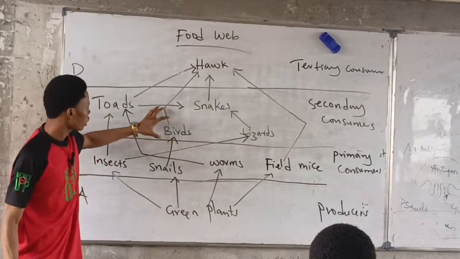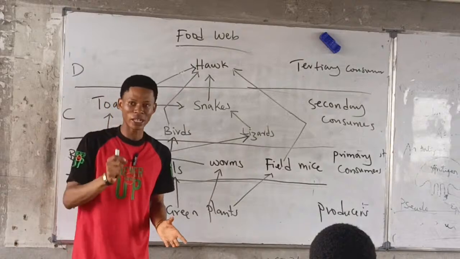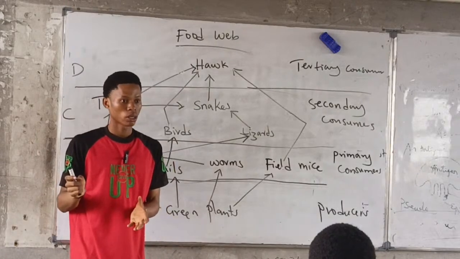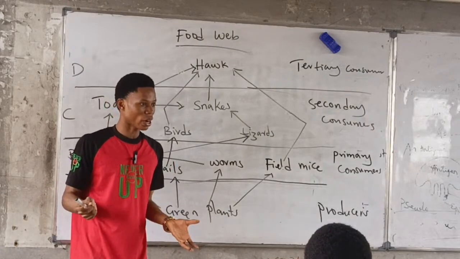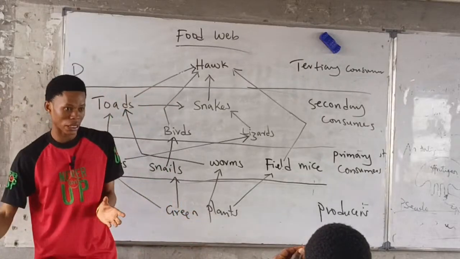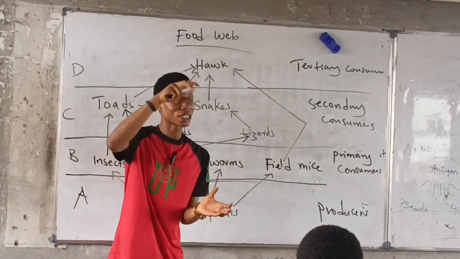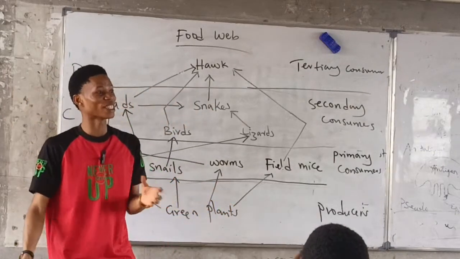You just check, is it eating the plant directly? If it is eating the plant directly, then it is a what? Primary consumer, right? If it is eating something that is eating the plant, then it is what? If it is eating something that is eating something that is eating the plant, it is what?